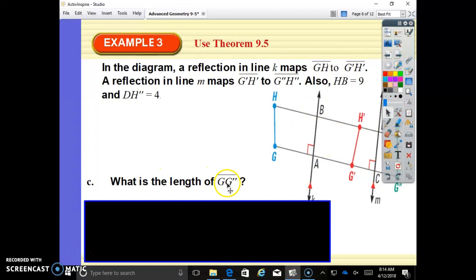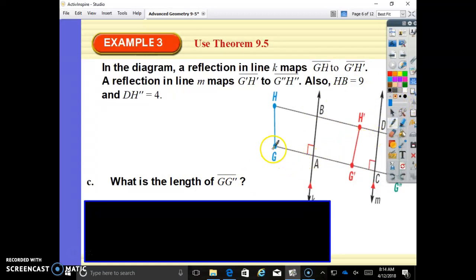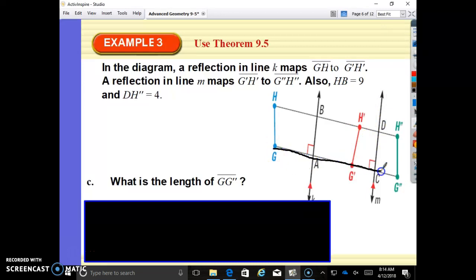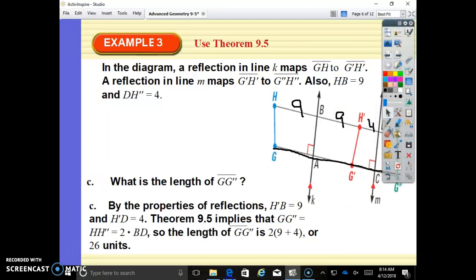What is the length of G prime prime? The length of this whole thing here. Well, we know that this is 9 and this is 9. We know that this is 4 and this is 4. 9 plus 9 is 18. 18 plus 8, 26. Good job.